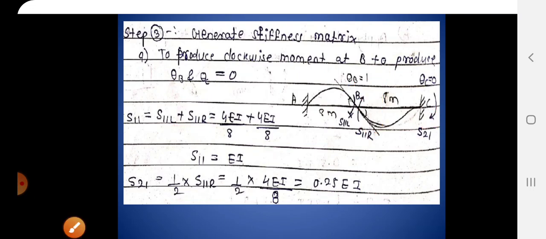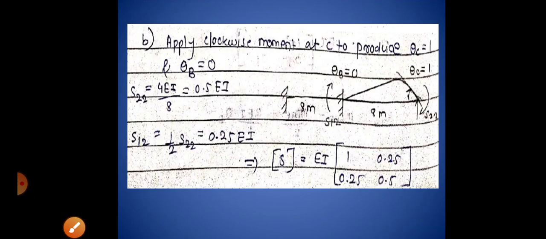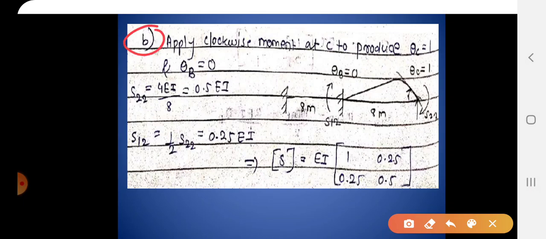Okay, part A is over, then go to part B. What is the second redundant? Second redundant is theta C. Therefore, apply clockwise moment at C to produce theta C equal to 1 and of course other displacement, that is theta B, should be equal to 0.